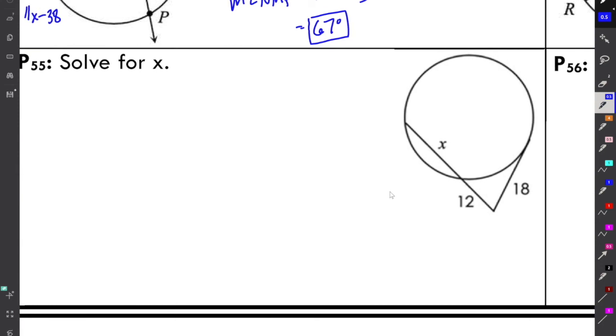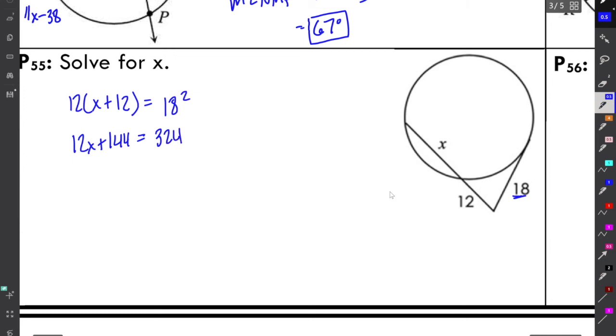This one, secant and a tangent. Okay, if you look back at your cheat sheet, it tells me that this part of the tangent squared is equal to the same thing we did for secants up there. So 12 times x plus 12 is equal to 18 squared. So 12x plus 144 is equal to 324. Subtracting 144 from both sides, you get that 12x is equal to 180. So x is equal to 15.